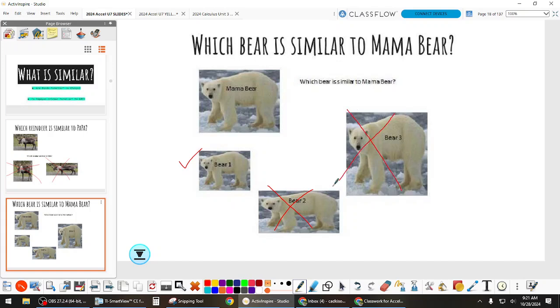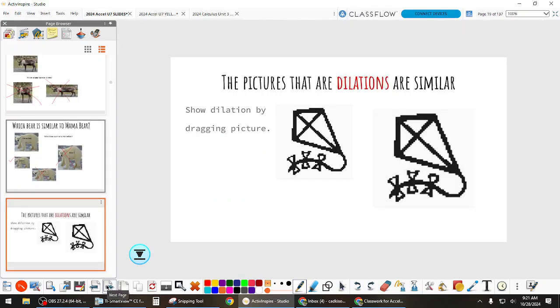Okay, so think about it in terms of scale factor. Mama to bear 1 was probably half or 2/3 as tall and wide, right? But to bear 3, probably a little taller, but not any wider. So it looks funny, right? Similarity shouldn't look different other than size. That's the only thing that should look different. Your eyes pick up on it. How about kites? Do those look similar? Yeah. Just a different size. That should be the only thing that changes when we have similar figures.